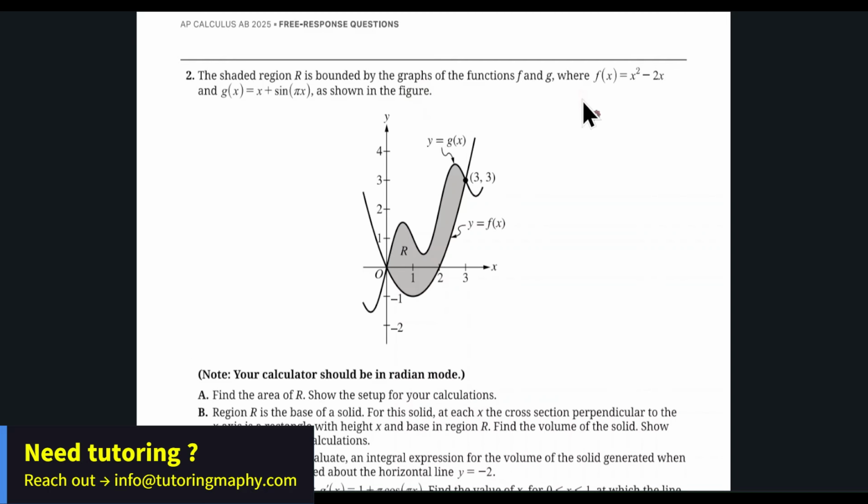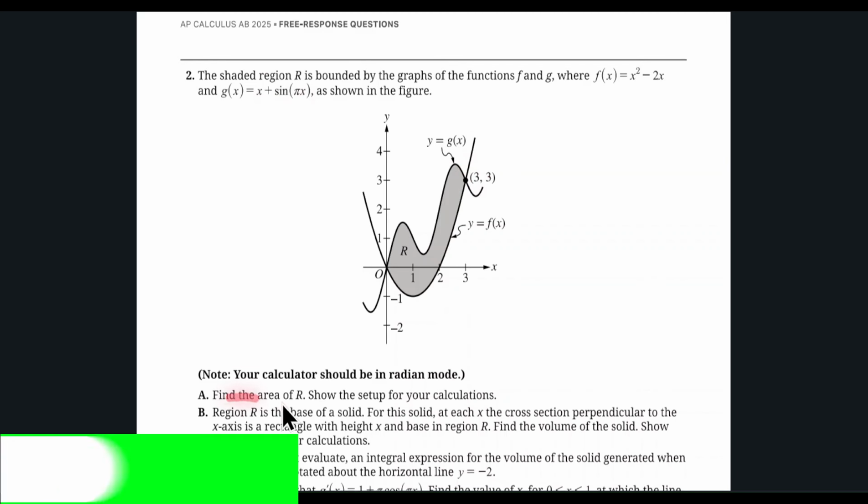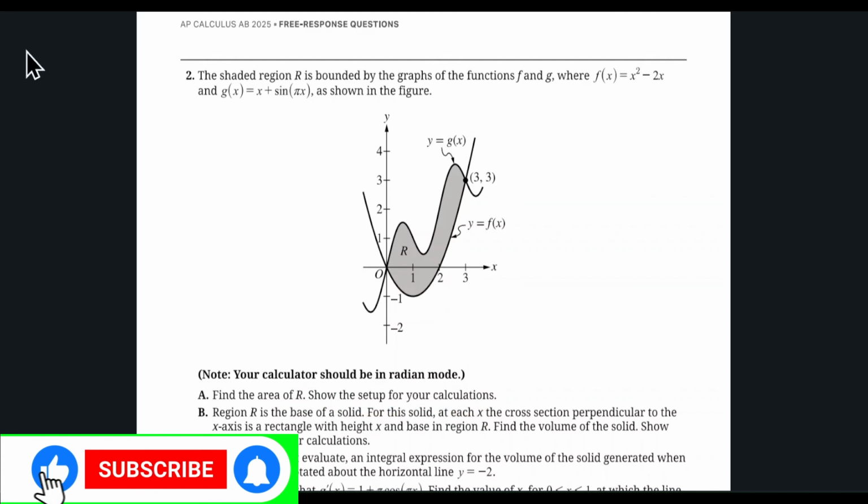The shaded region is given, which is bounded by f(x) that is marked over here and g(x) that is marked over here. That's a weird sign function. We have to find the area R and set up our calculations accordingly.